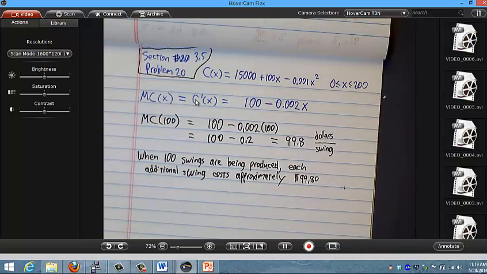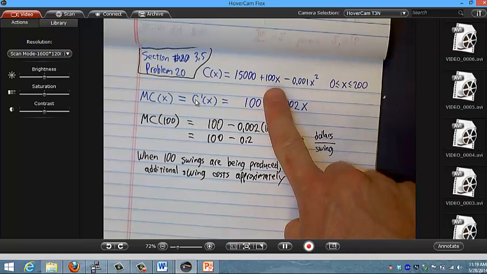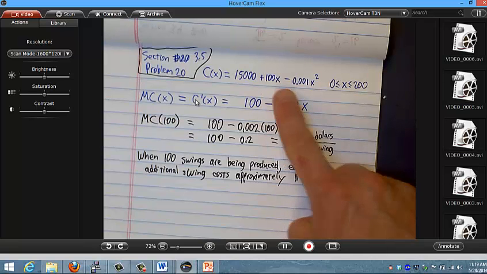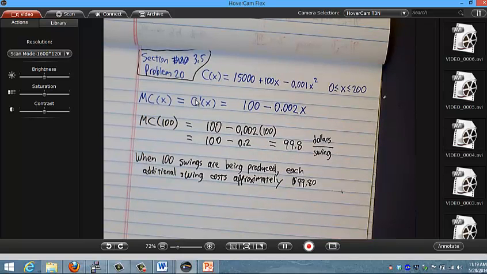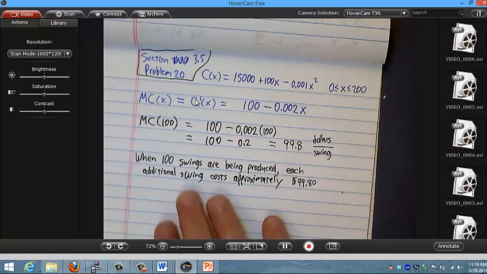Does that make sense? Here's the question they're going to ask you guys. Hey guys, we're producing 100. Should we up the production to 101 or 102 or 105? Well, you could. The original function says, oh, each swing costs $100. That's not true anymore, right? Because of this term. We're saving some money. Does this make sense to you guys? So this is what the marginal cost tells you.